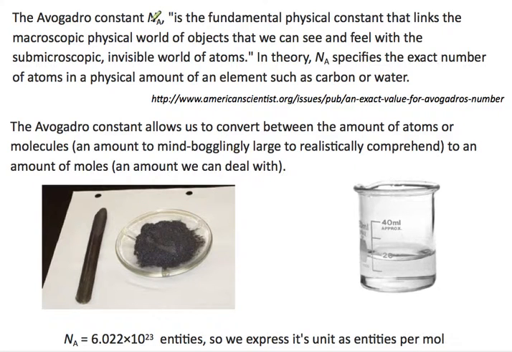Now, the Avogadro constant is the number we use, NA, and it's the fundamental physical constant that links the macroscopic physical world of objects that we can see and feel with the submicroscopic and invisible world of atoms. I like that quote, because basically what it says is macroscopic physical world, that's stuff we can see, stuff we can count. We can see amounts, we just don't realize how many atoms are involved there. So in theory, NA specifies an exact number of atoms in a physical amount of an element, such as carbon or water. So the Avogadro constant allows us to convert between this amount of atoms or molecules to an amount in moles.